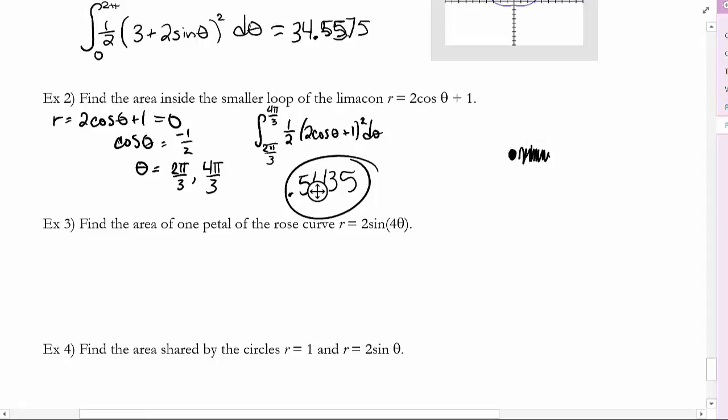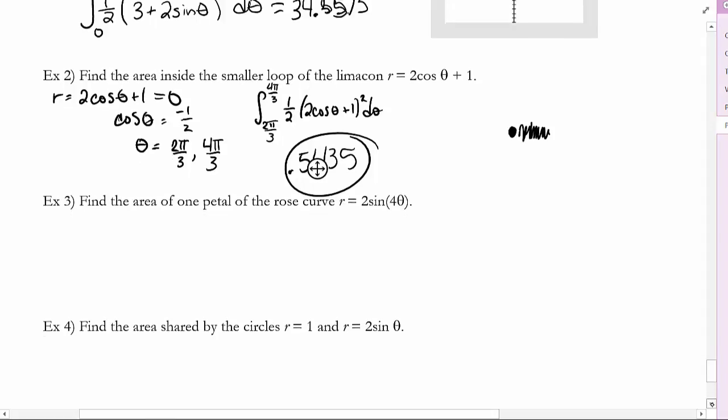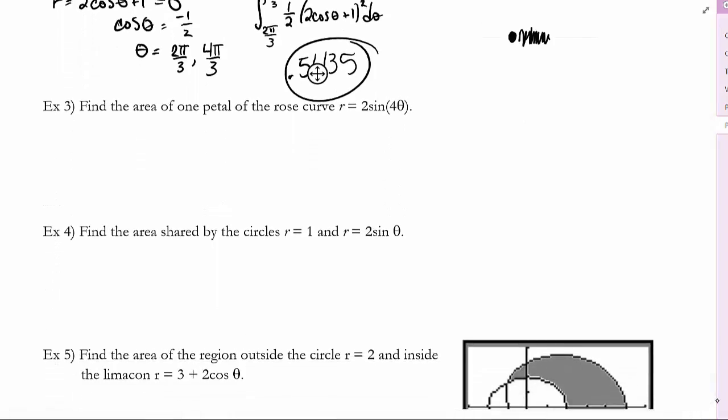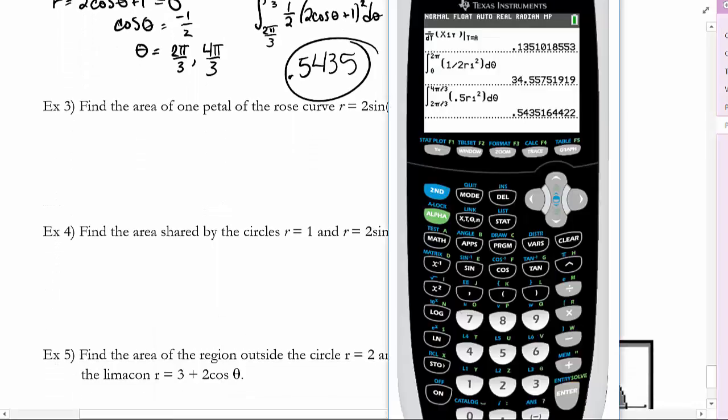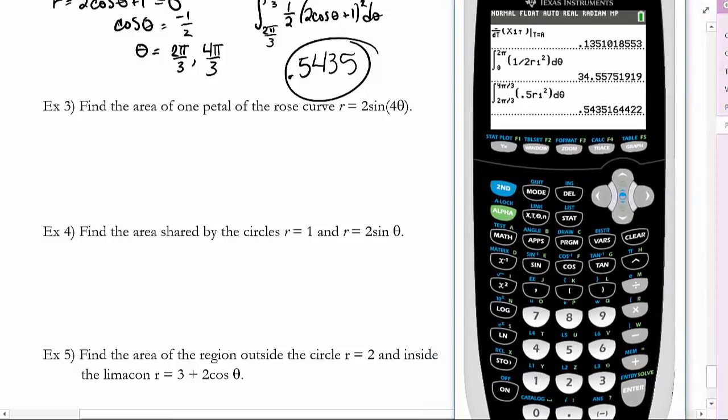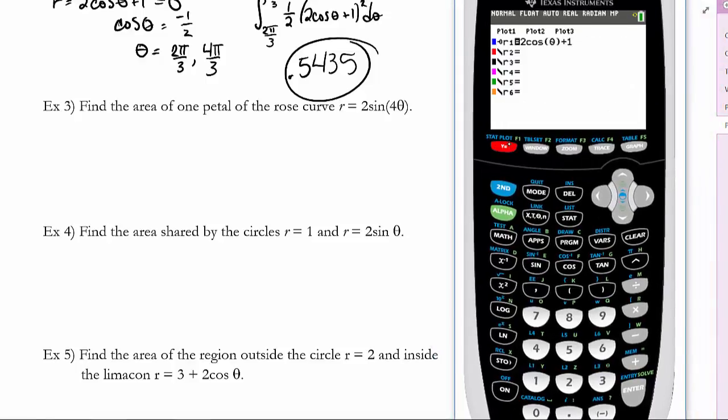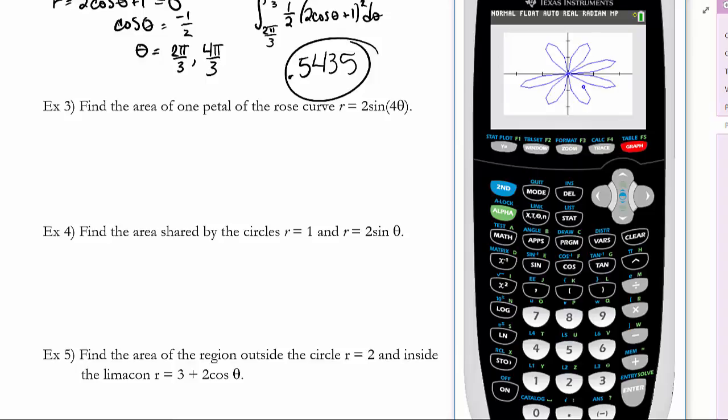Alright, find the area of one petal of the rose curve, 2 sine 4 theta. Okay, yet again I gotta pull the calculator up. So if I do y equals 2 sine 4 theta, I'm just going to graph it, see if it fits in here. Look at that, it does. That looks a little choppy.